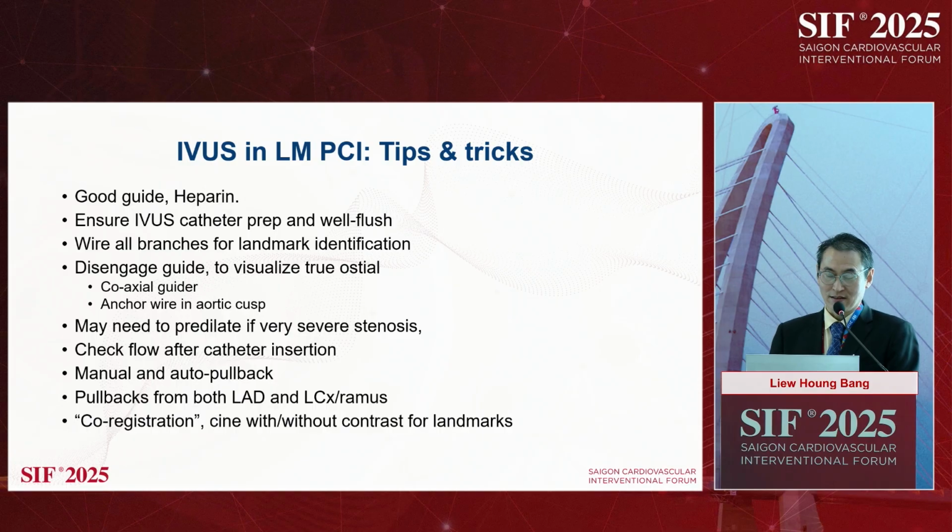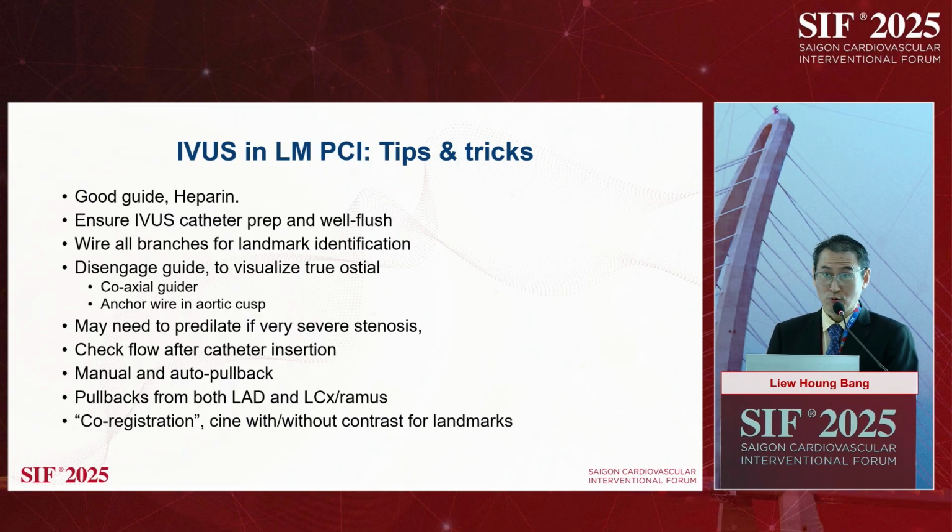Ensure the IVUS catheter is well prepped and flushed so we don't have bubbles causing artifact. We should wire all the branches that we are going to treat or protect. It's also good for landmarks as we do a pullback. We should disengage the guide, and then we can see the true osteum as we approach the end of the pullback. Occasionally, we might even put an anchor wire in the aortic cusp to give some stability. We may need to pre-dilate the vessel. If they're very, very tight, sometimes pushing the catheter down may cause flow obstruction. The patient may become unstable, so it's important to do that.